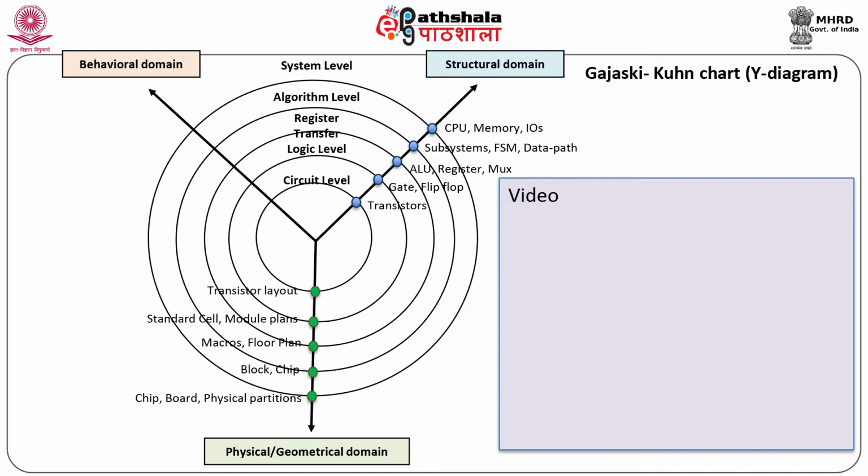Blocks are generated by using macros and floor planning is used for implementation. Further details are generated using module plans and standard cells. At lowest level in this domain, we talk at transistor layout level.